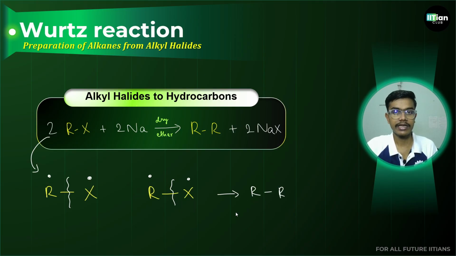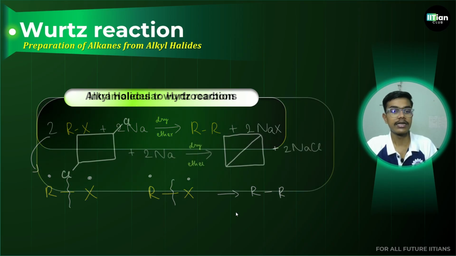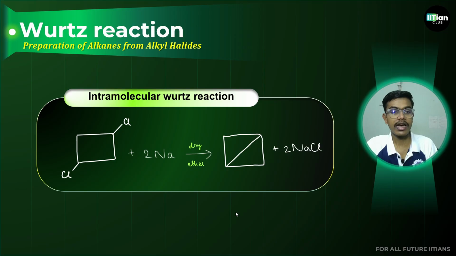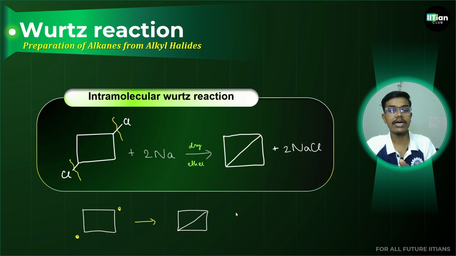You can see the reaction mechanism over here. There will be radicals forming and R radicals will be combining to form R-R. Then check out this question where you have two chlorines, and chlorine will be leaving and forming a radical over there, and intramolecular Wurtz reaction also will be happening. This is also possible. Please note this as well.